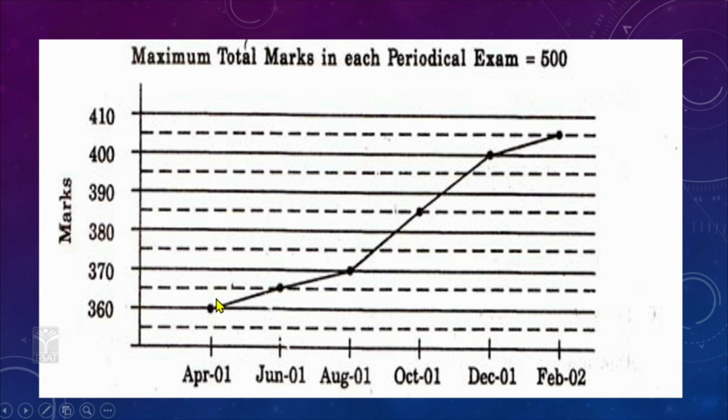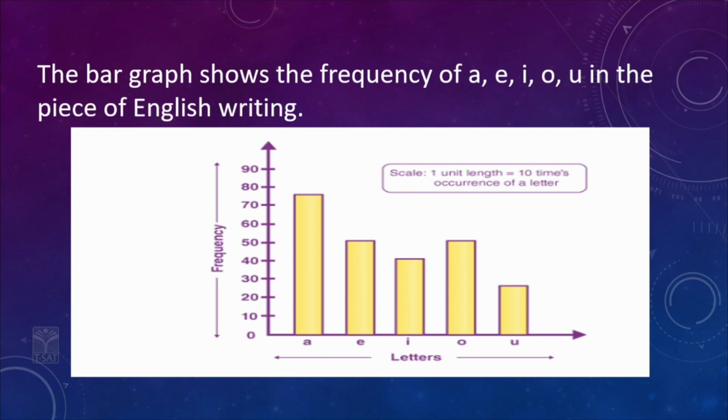When you join these points with a simple free-handed smooth curve, this is called a frequency curve. When you join with line segments, it is called a frequency polygon. That is the difference between a frequency polygon and a frequency curve. Okay, here we will discuss some questions based on these things.